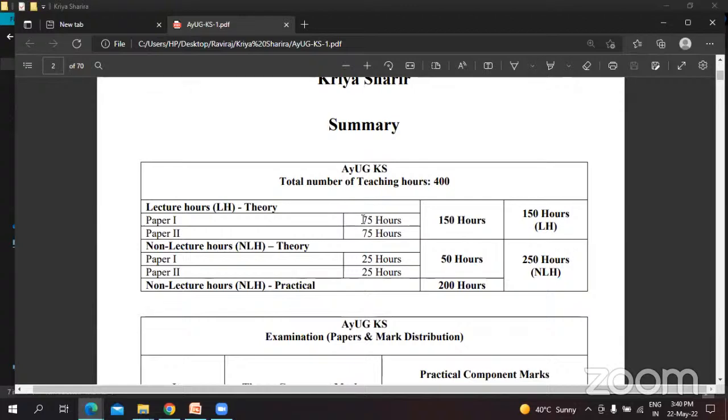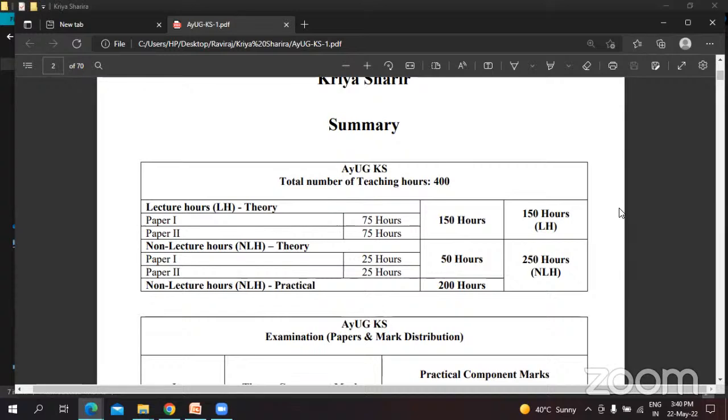So for paper 1, there are 75 hours, and paper 2, 75 hours. And out of these, 150 hours are lecture hours and 250 hours are non-lecture hours. Meaning these 150 hours will be covered in a classroom, and these 250 hours will be covered out of classroom, you can say. Not essentially out of classroom, but the method of teaching will not be a lecture where a teacher is speaking and students are listening silently.